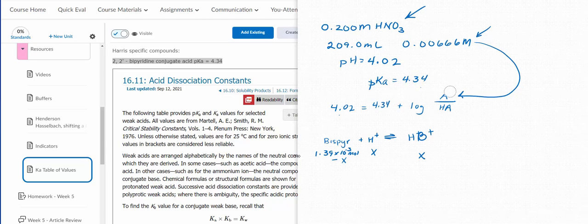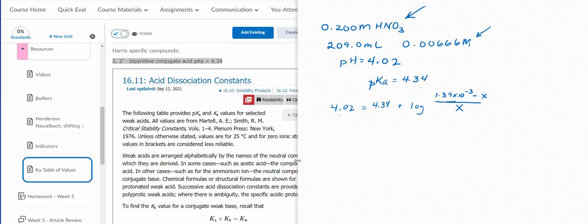So the base then becomes 1.39 times 10 to the negative third minus X, where the weak acid concentration is this value X. This is not only being able to apply the Henderson-Hasselbalch equation, but understand where these values come from. So now we need to do some algebra. So 4.02 minus 4.34 gives me a negative 0.32, which is equal to the log of this ratio, 1.39 times 10 to the negative third minus X over X.